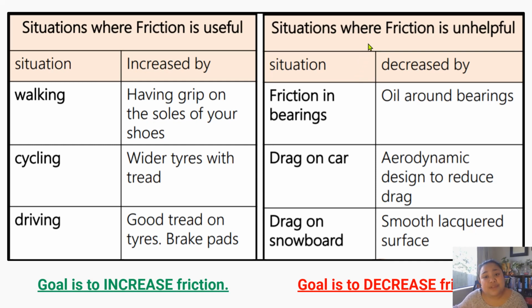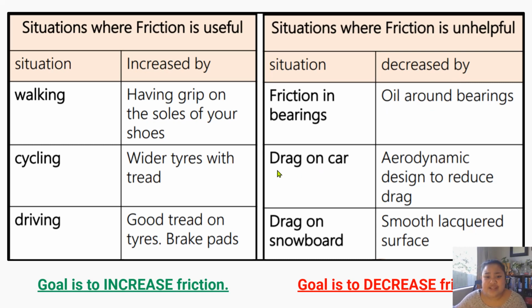Now, some examples of where friction is unhelpful is when you have friction in bearings. Now, bearings are a component in machines that need to have reduced friction. That's because friction can slow down how things move in a machine, or friction can increase the heat of the temperature of a machine. That's why people put oil around their bearings. So when someone says a well-oiled machine, it means that we oil bearings because we want to decrease that friction.